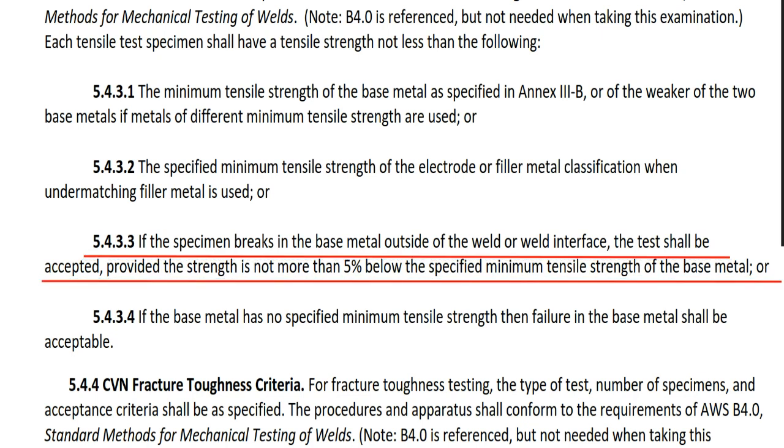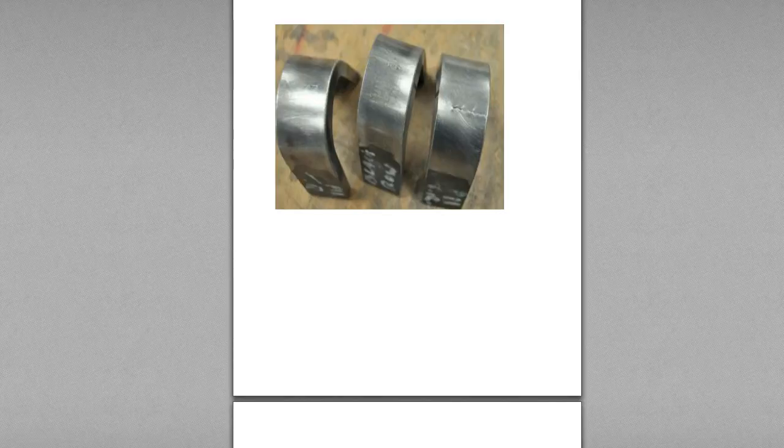5.4.3.3. If the specimen breaks in the base matter outside of the weld or weld interface, the test should be accepted provided the strength is not more than 5% below the specified minimum tensile strength of the base matter, or something. So 5.4.3.3 is about the specimen breaking. I'm going to show you the picture.